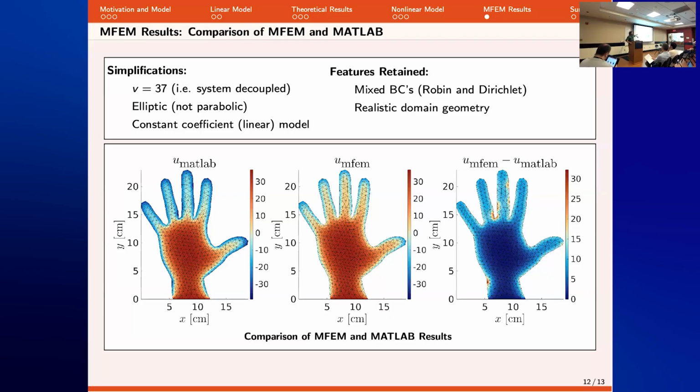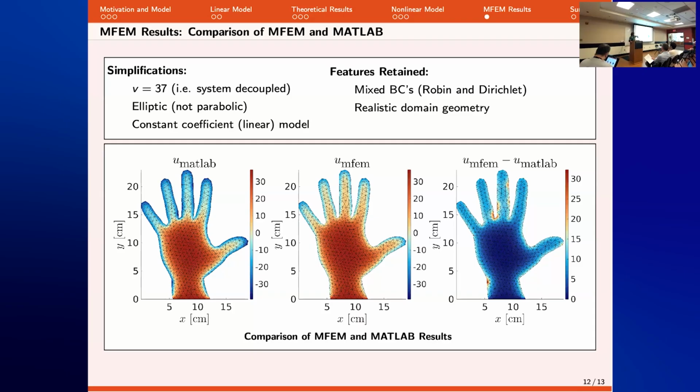This is the Robin boundary condition example that was adapted into my own result. On the left, we have my original result with MATLAB. In the middle, a similar result with MFEM. You can see in the error, there are a couple of nodes where the two models simply don't agree.